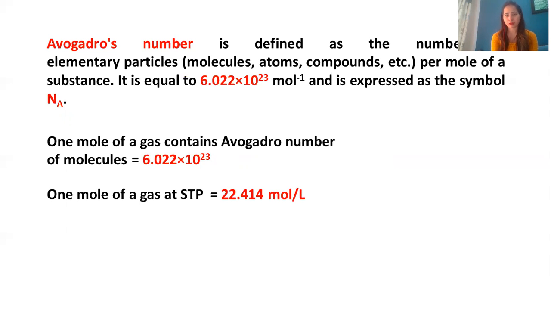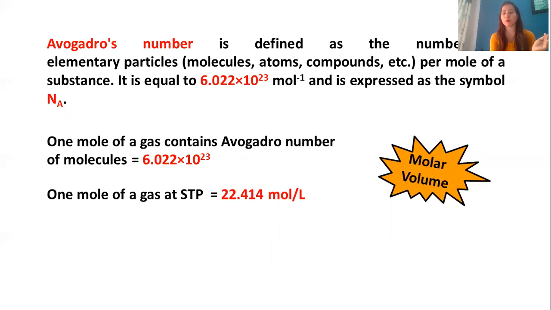When I say 1 mole of a gas contains Avogadro number of particles, it means it contains 6.022 into 10 raised to 23. Similarly, when we talk about Avogadro's law, its volume is directly proportional to number of molecules, so we say 1 mole of a gas at STP is equal to 22.414 liter per mole, or you can say dm cube per mole. Means 22.414 liters is the volume for 1 mole of a gas at STP. Similarly, we also refer to it as molar volume because we are talking in terms of 1 mole.